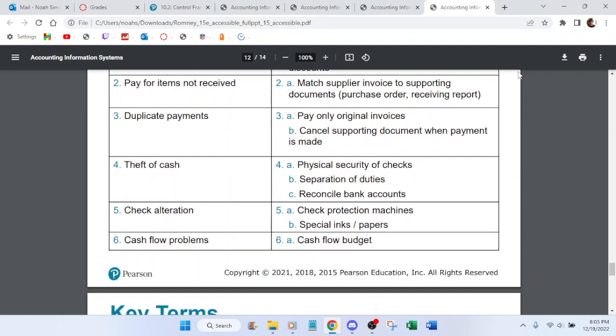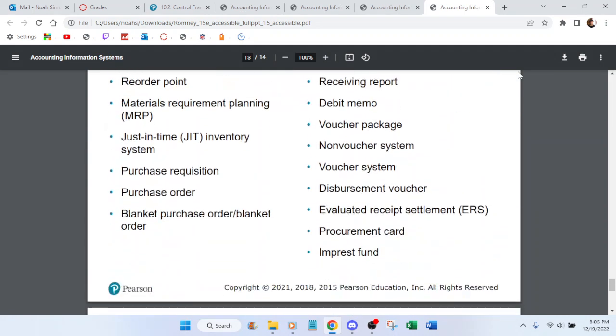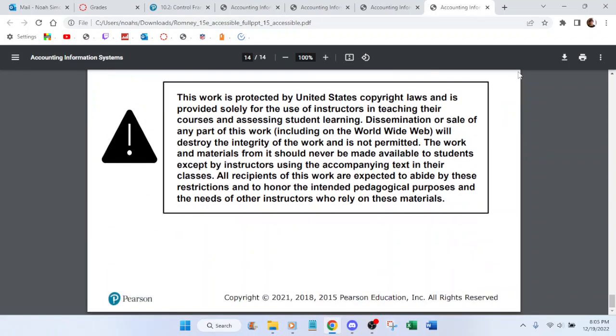Theft of cash. Physical security of checks, separation of duties, reconcile bank accounts. Check alteration: check protection machines, special inks, papers. Cash flow problems: cash flow budget. Key terms.